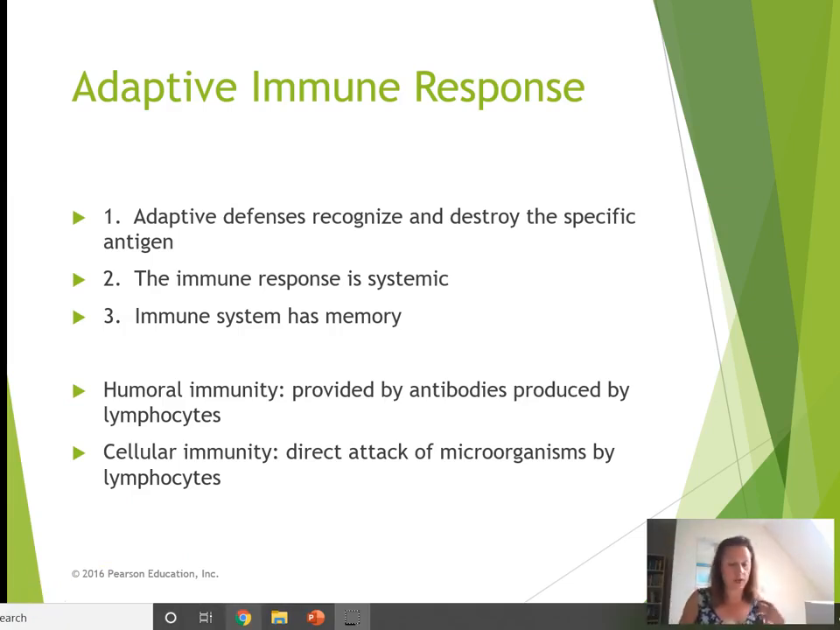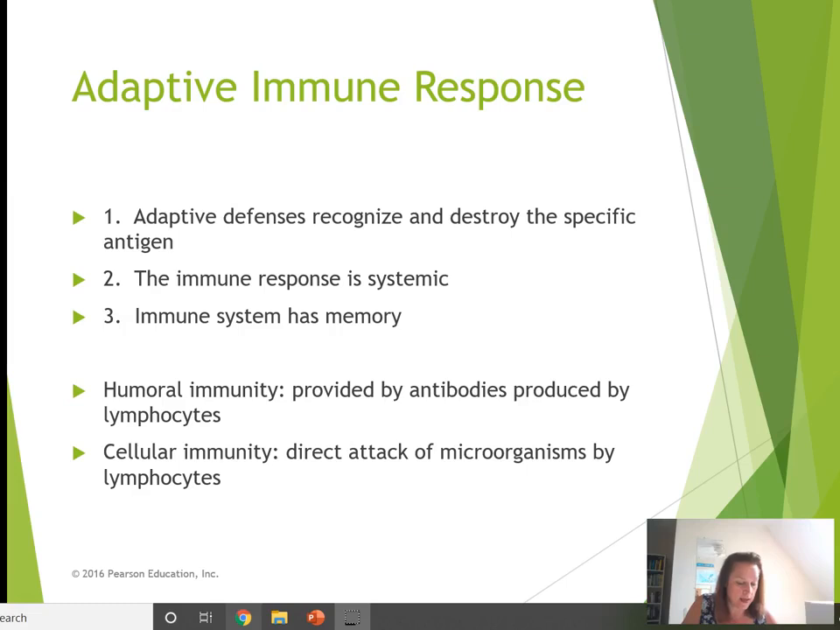All right, so what we're going to do now is talk about the adaptive defenses. The thing about the adaptive defense is that they are slower to respond, but they are specific. So this is why it takes a week or two to get over a cold, right? Because your body has to find the virus, identify the virus, make an antibody to complement that virus, and then attack the virus. So it does take a bit of time, right?